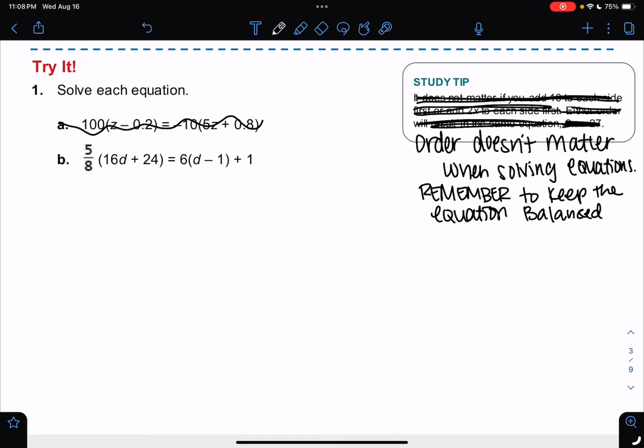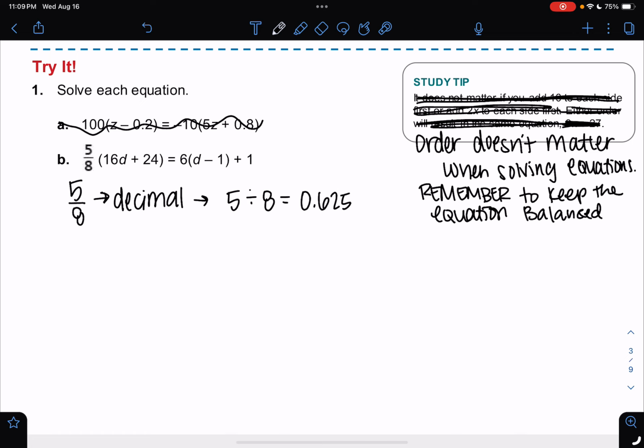All right, so I would go ahead and say this. If you don't like to deal with fractions, you can just change your fraction to a decimal. So change 5/8 to a decimal. And all you have to do is do 5 divided by 8 in your calculator, and you're going to get 0.625. And again, this is a personal preference. If you don't like to deal with fractions, go ahead and change it to a decimal and keep it moving.